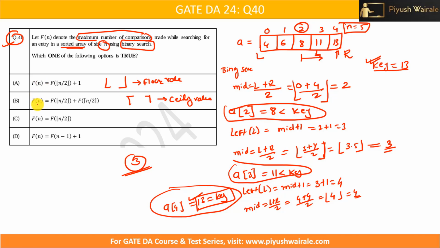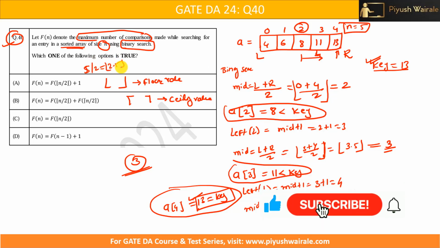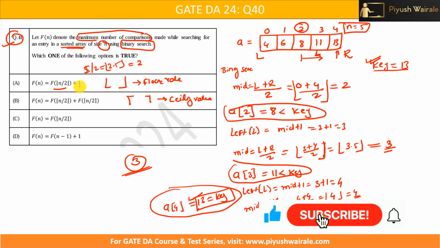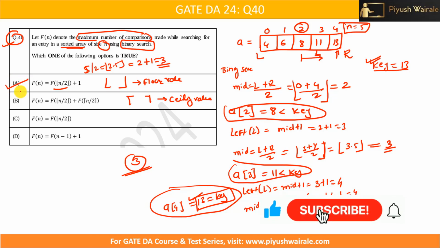Now just see which option is suitable here. So f of floor value of n by 2, plus 1. So the floor value of n by 2, that is 5 by 2, is what? 2.5. So the floor value of 2.5 is 2, and 2 plus 1 is 3. Yes, so this option is satisfied. So option A is the correct one here.